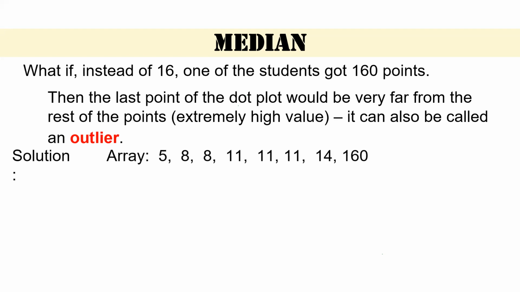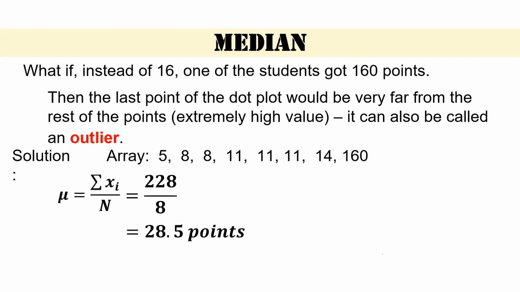So, for example, earlier I have the array. Earlier, the highest score here is 16, but what about if I change the highest score into 160? Now, what is our mean? The new sum will be 228. You could verify that: 5 plus 8 plus 8 plus 11 plus 11 plus 11 plus 14 plus 160. That's 228 over 8, which is 28.5 points.